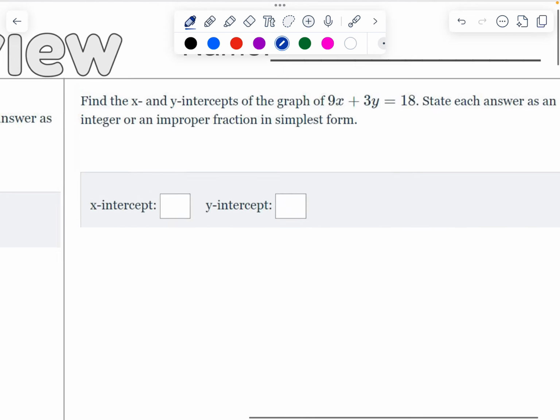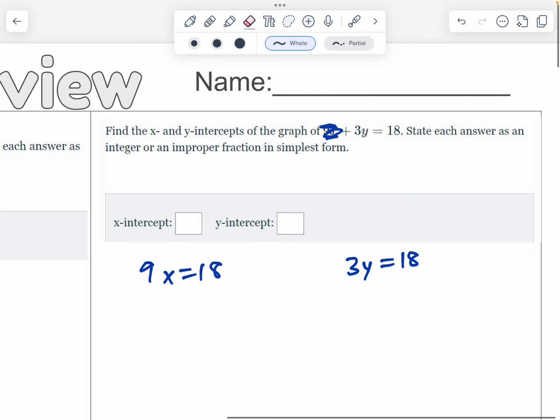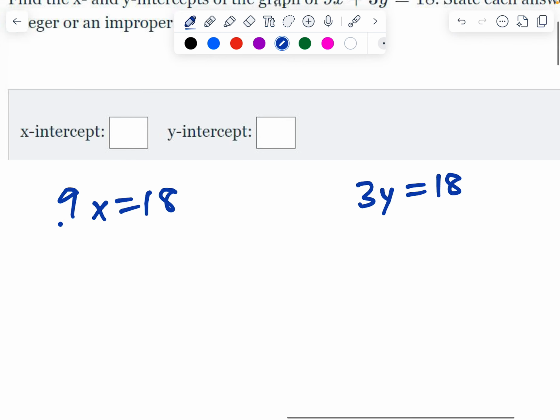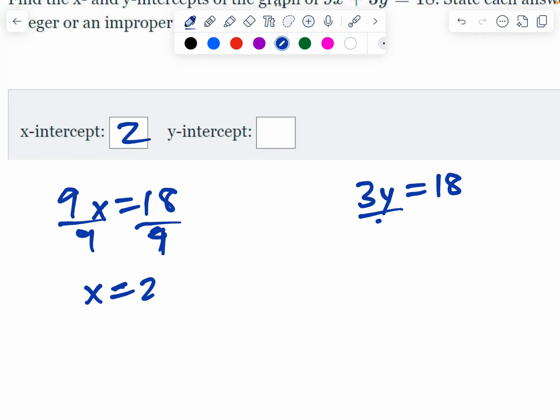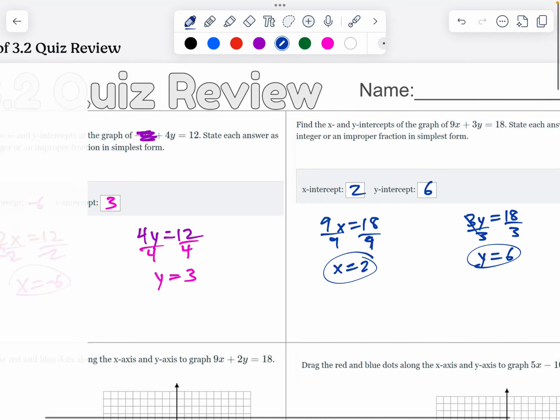You are covering up the y. That's 9x equals 18. And then you cover up the x. That's 3y equals 18. And then you solve both. And so you divide by 9 for the x. 18 divided by 9 is 2. There you go. Divide by 3. 18 divided by 3 is 6. There we go. And so there's your two intercepts for both.